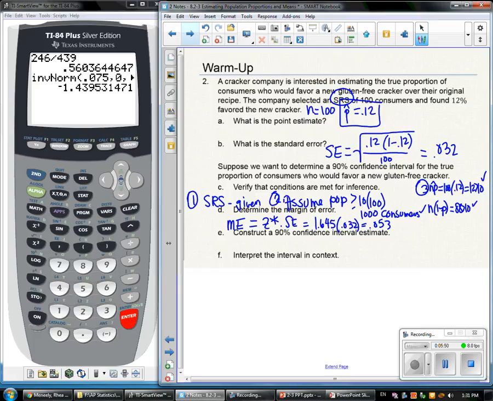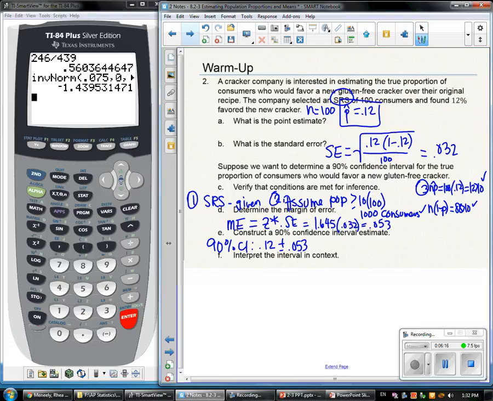So if I want to do a 90% confidence interval estimate, I'm going to start by writing down that it's a 90% confidence interval. You always need to make sure that you include the level of the confidence in your interval. So the 90% confidence interval estimate, I'm going to start with p hat, 0.12. And I've already computed my margin of error. So it's just going to be plus or minus 0.053.